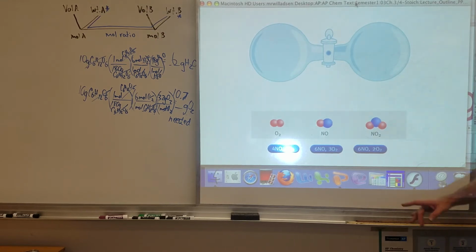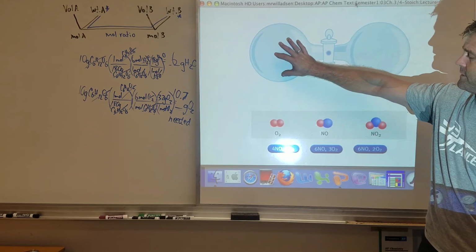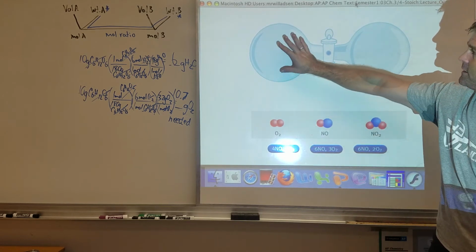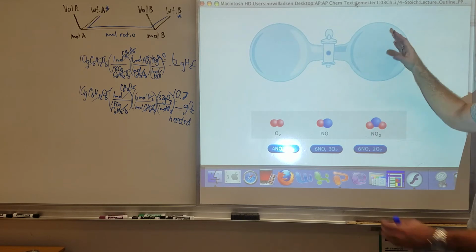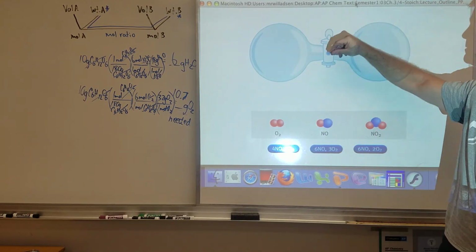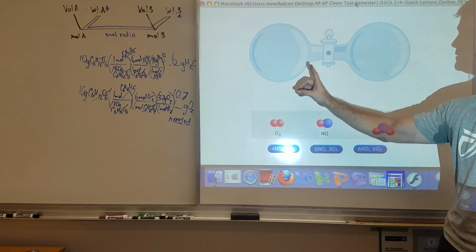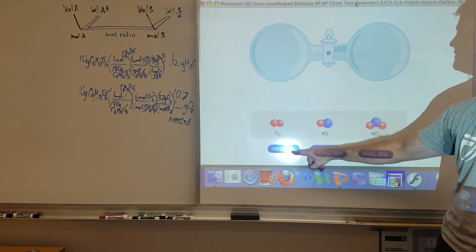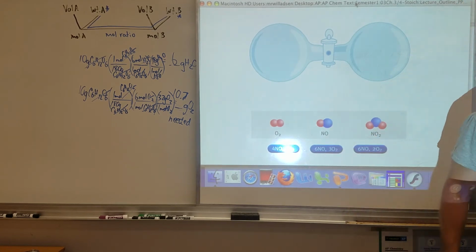Okay, so what they're saying is, we have nitrogen oxide here in the left side, and then oxygen in the other, right? And then those two will react and form NO2. So what we're going to do is open up the valve, and I'm going to do a scenario where we have equal amounts of nitrogen oxide and oxygen, and we'll see what happens.